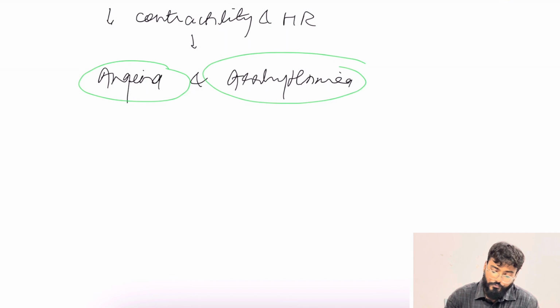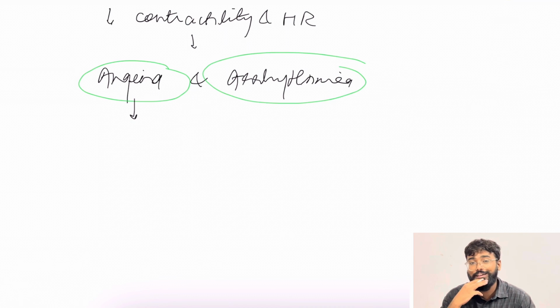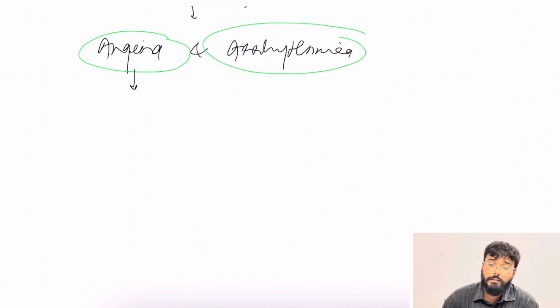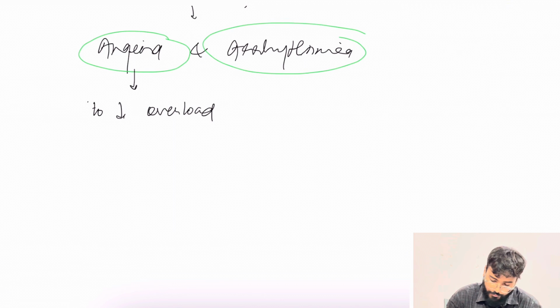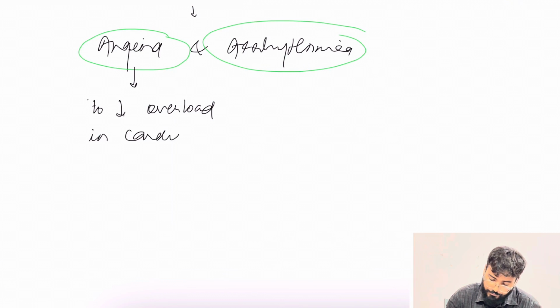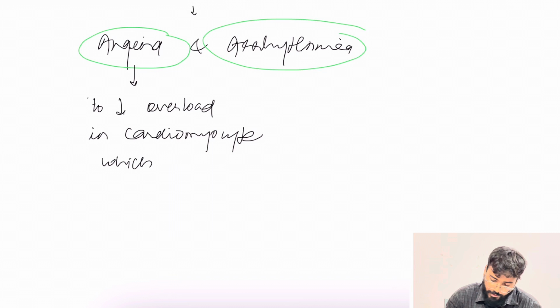So what we will do, we will block calcium channels, which in turn will reduce the contractility. If the contractility is reduced, there is less need of oxygen. Now this will suffice the extra work that is needed by the part of your heart that is getting less oxygen. So it is to decrease the overload in cardiomyocytes which are already getting less oxygen.